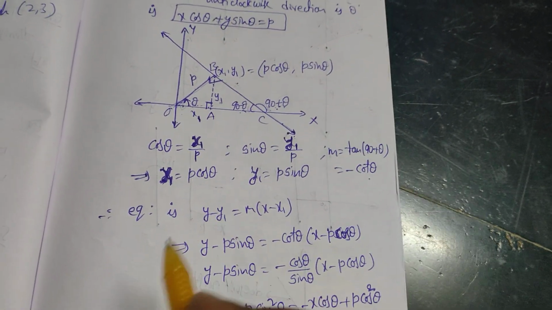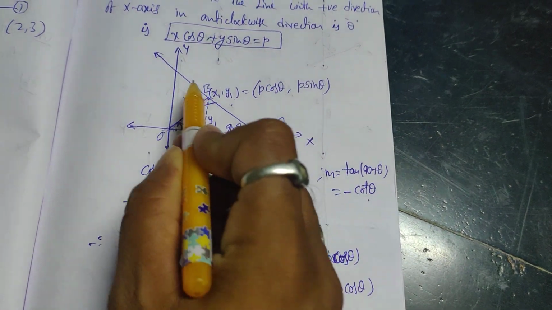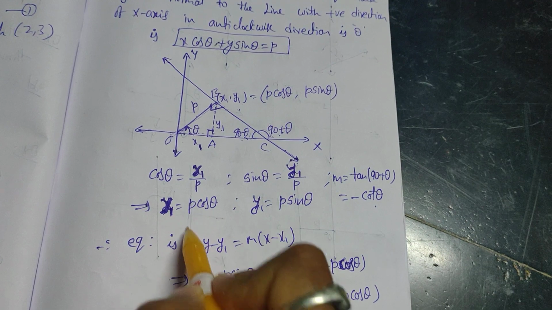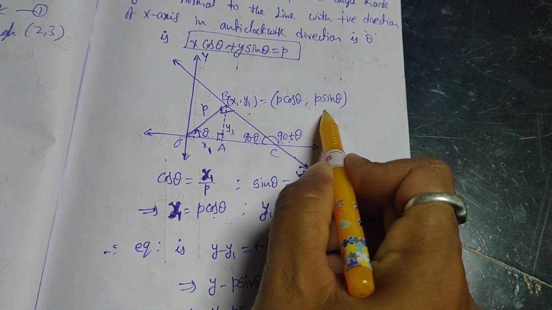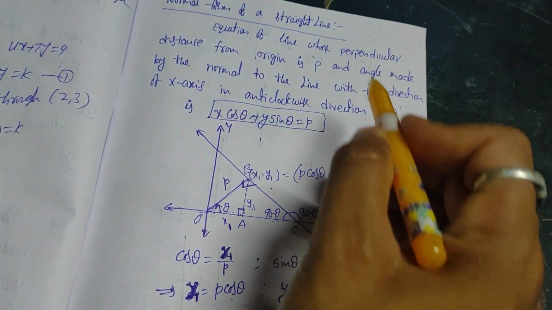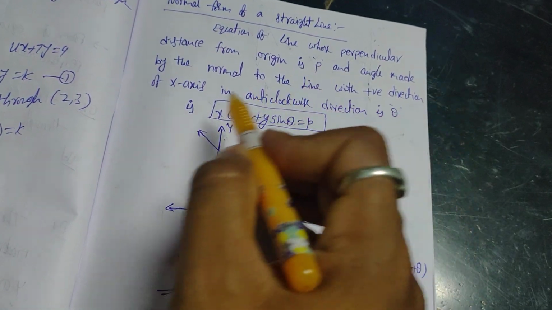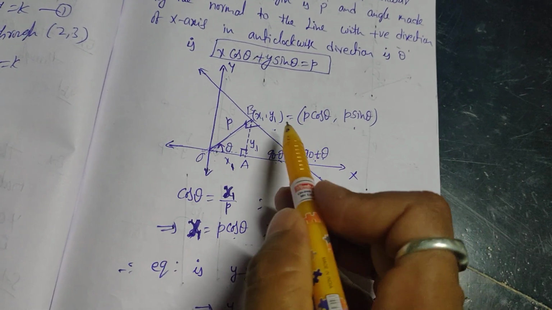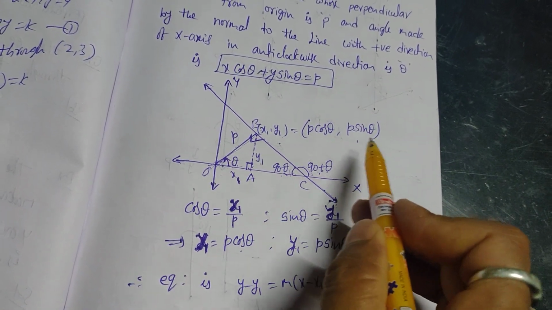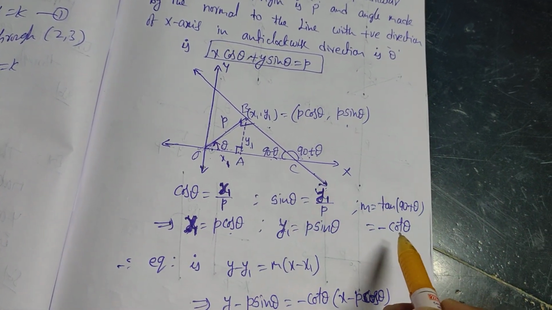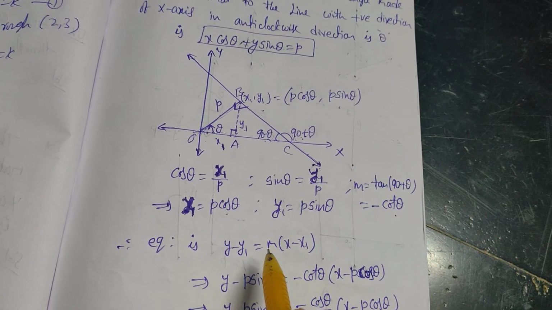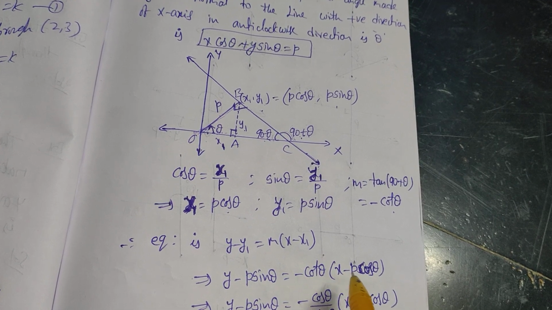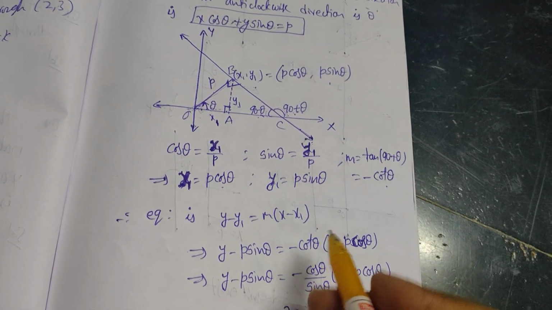So the required equation is the line which is passing through x1 comma y1. Here x1 comma y1 is nothing but p cos theta comma p sin theta, in terms of the given notations only. That means in terms of p and theta only I give this x1 comma y1. Because it is passing through p cos theta comma p sin theta and having slope minus cot theta, the equation is y minus y1 is equal to m into x minus x1. Here y1 means p sin theta, x1 means p cos theta, and m is equal to minus cot theta.